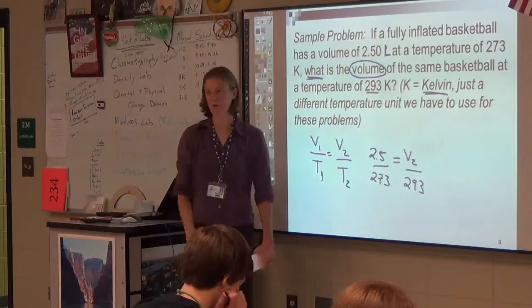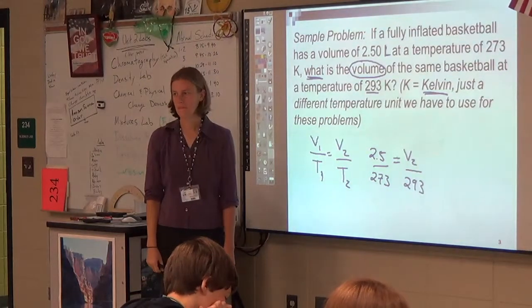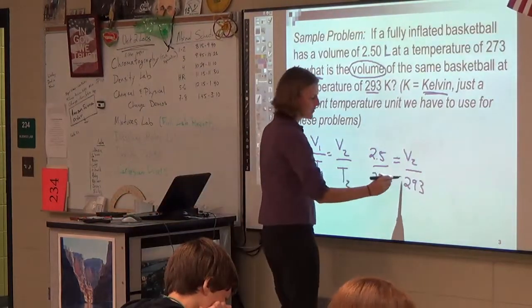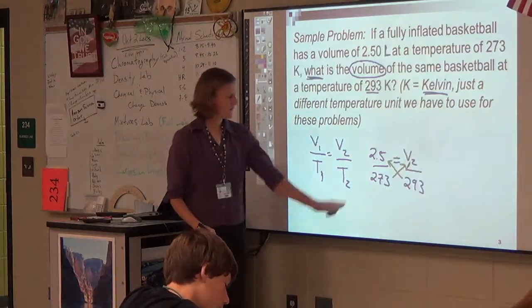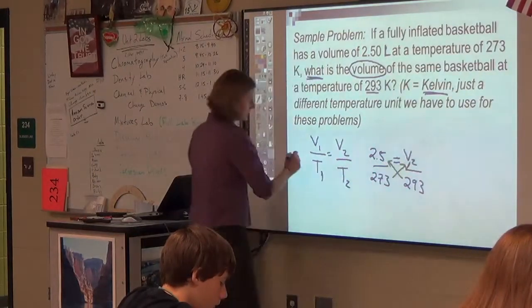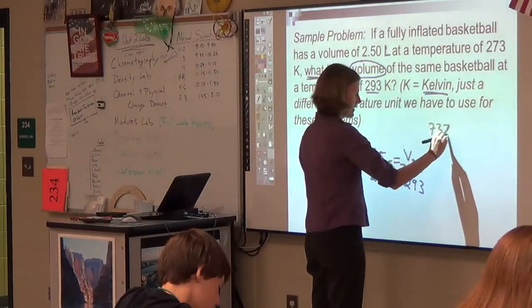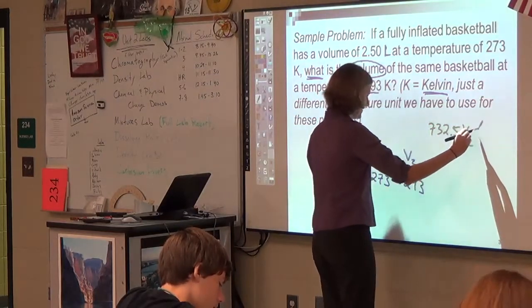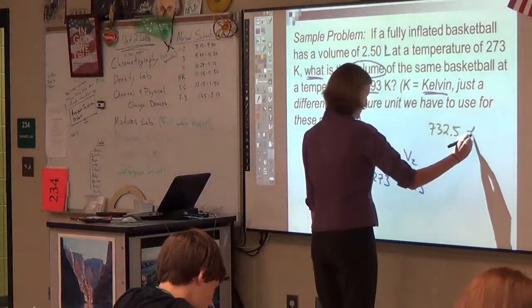So we've done a little bit of rearranging with the density problems. Just back to math class. What do you do? Cross multiply first. And any of the fraction ones, you're going to want to do that. I don't know what 2.5 times 293 is. About 273 squared.